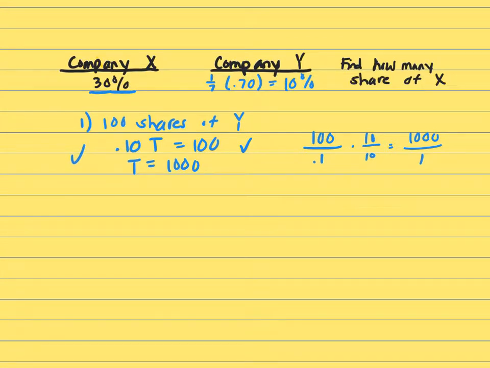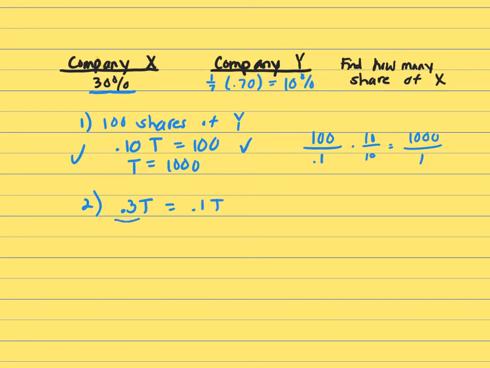Now what does clue 2 say? Clue 2 says the investor owns 200 more shares of company X than that of company Y. Well, company X is 30% times the total amount. And we know that that amount is 200 more than company Y. So company Y is how much? Company Y has 10% of the total.